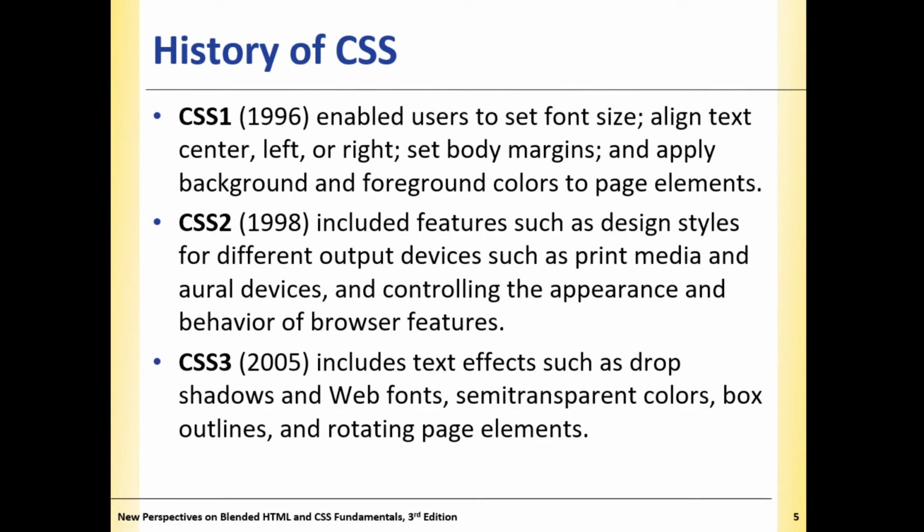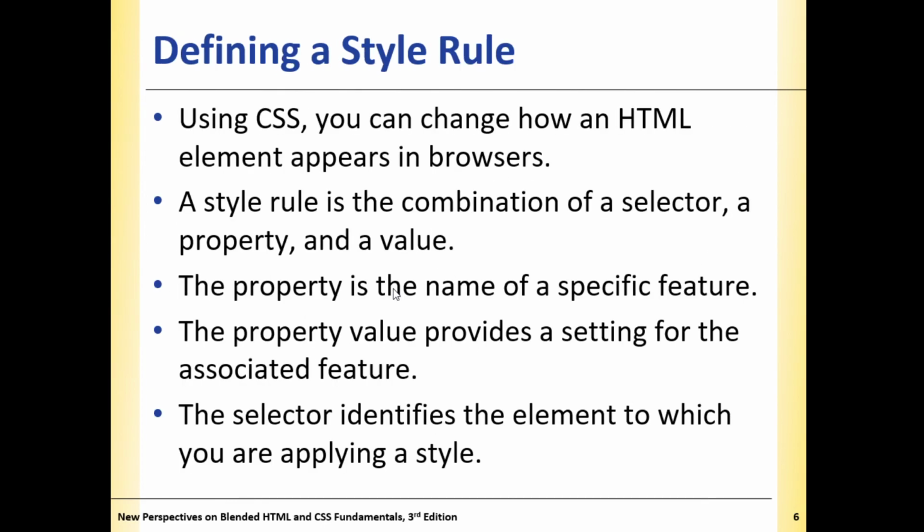And then 2005 came CSS 3, and that gave us some really powerful tools. Like drop shadows and web fonts, so we don't have to use people's built-in fonts on their computers, and we'll talk about that later. We could also do semi-transparent colors, box outlines, rotating page elements, and you saw a few of those things back on the Zen Garden when I had that one that we had the boxes that dropped down when you hovered over them, and all kinds of cool features that we can add now. In the next video, we're going to talk about what a style rule is and how we use it.